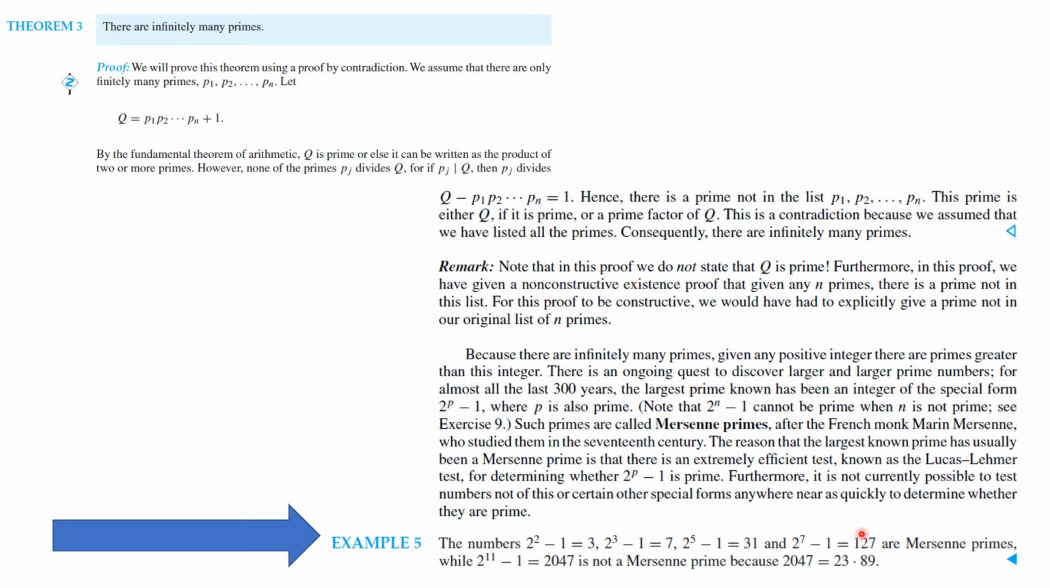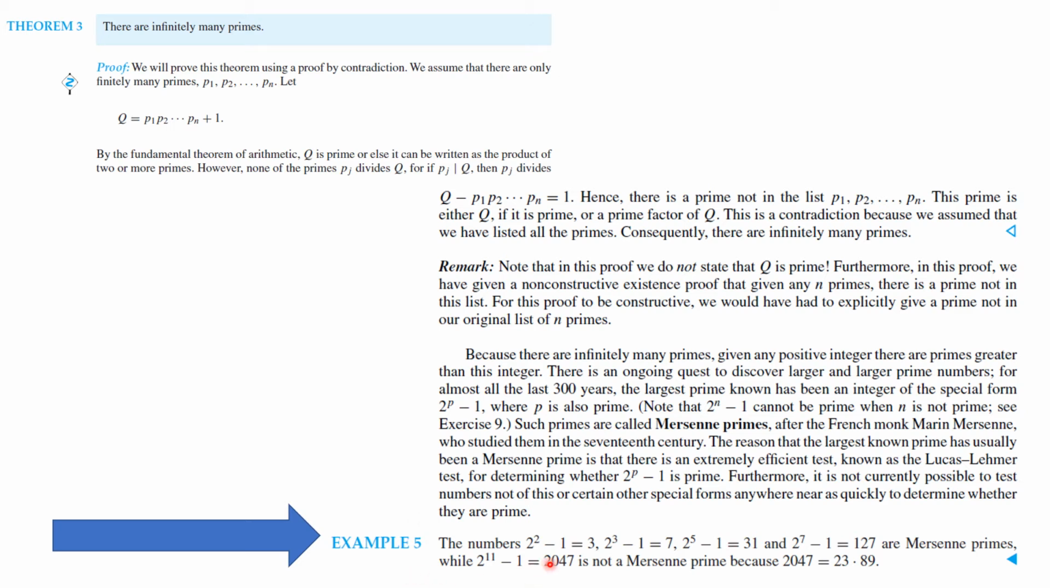Furthermore, it is not currently possible to test a number not of this or some other special form anywhere nearly as quickly to determine that they are prime. Testing for primality and factoring numbers is very hard when they are big. So here are some examples.